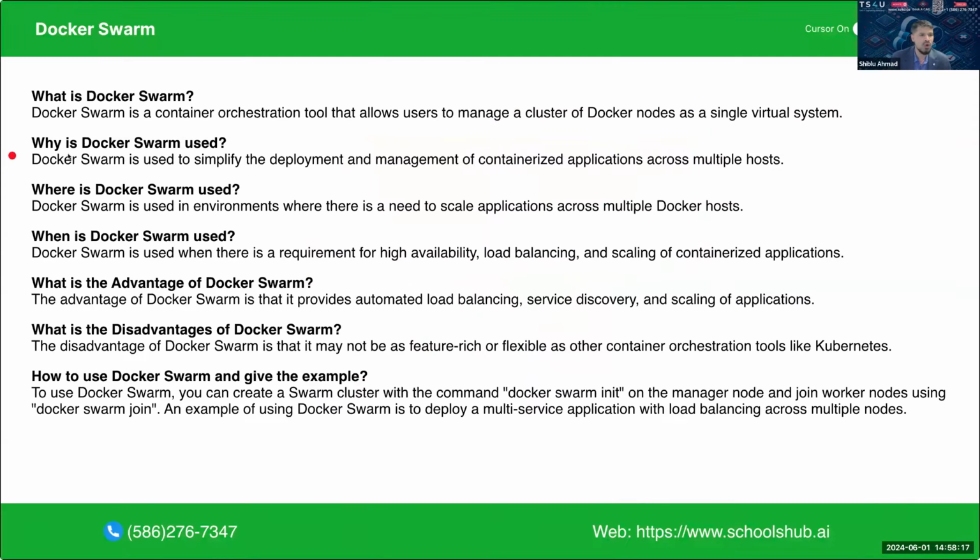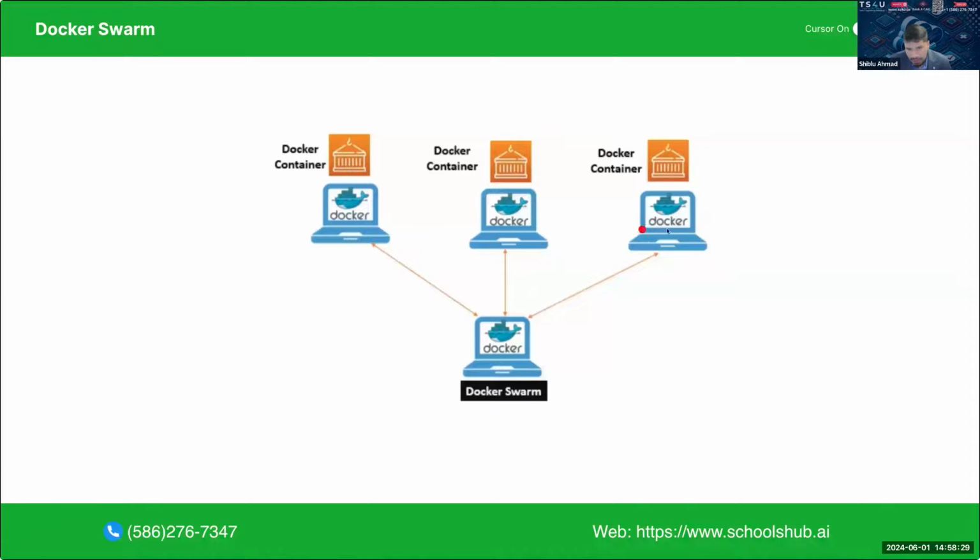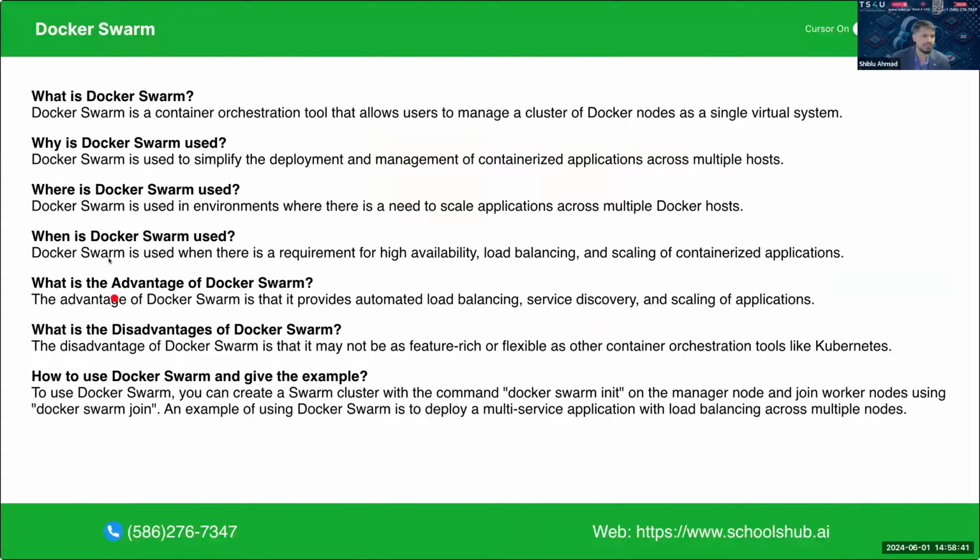Okay. Why is Docker Swarm used? Docker Swarm is used to simplify the deployment and management of containerized applications across multiple hosts. The same application can be run on all the nodes without any problem because they are managed by their manager, which is Docker Swarm. When is Docker Swarm used? When the requirement is high availability, load balancing, and scaling container applications, as I said.